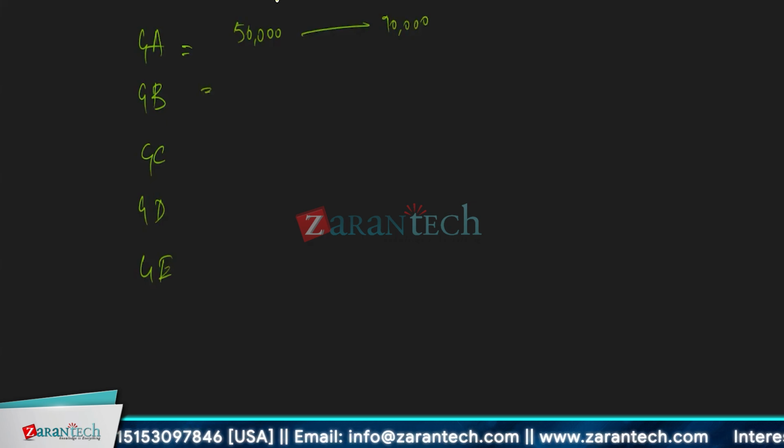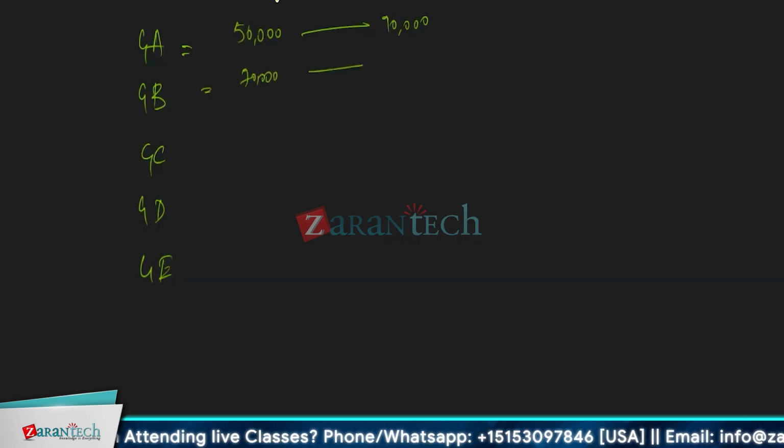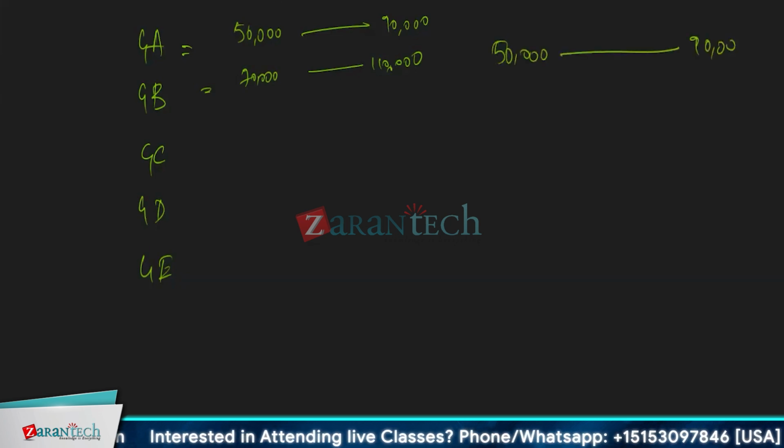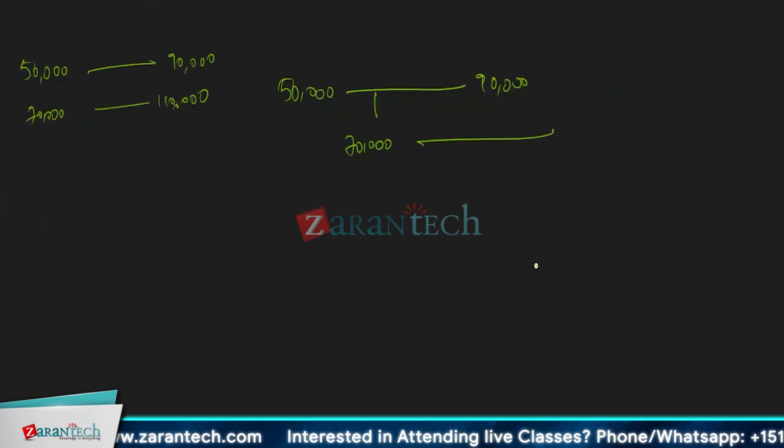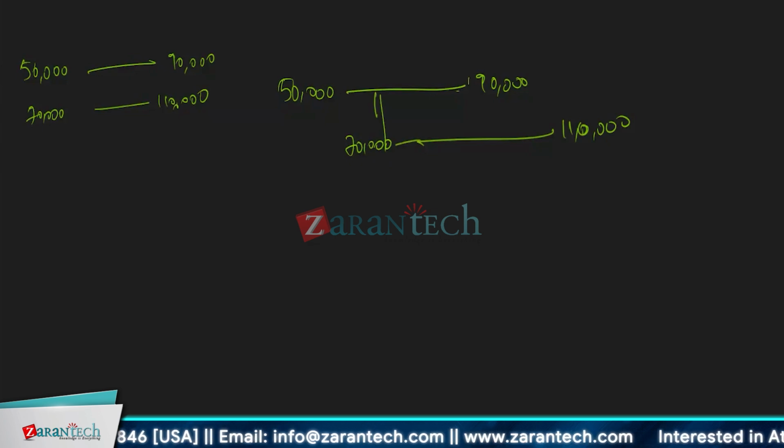Grade B will be, let's say, 70,000, or maybe this can be like 70,000 to 110,000. Now, you see there is some level of overlap between 50,000 and 90,000, and 70,000 starts somewhere here, 70,000 and 110,000. There is a point where we have this overlap.